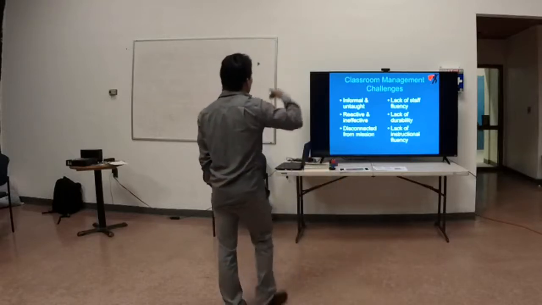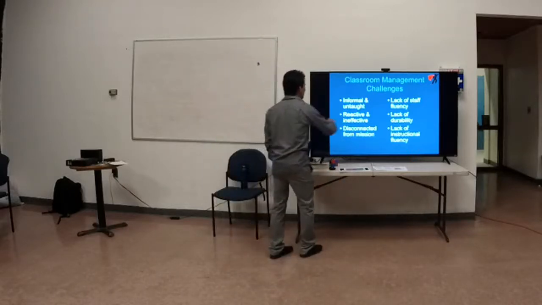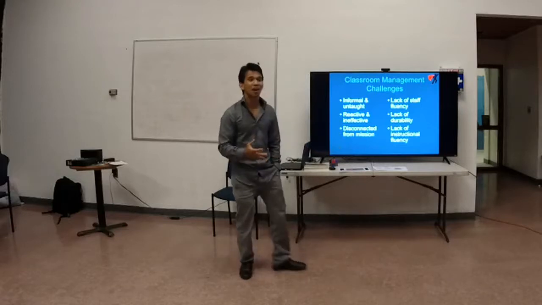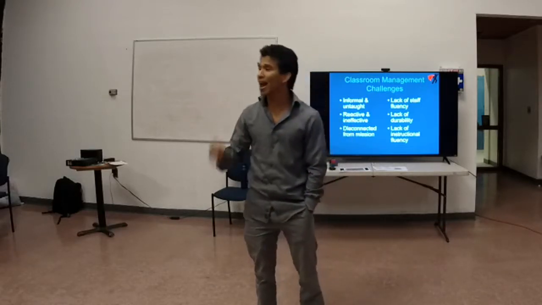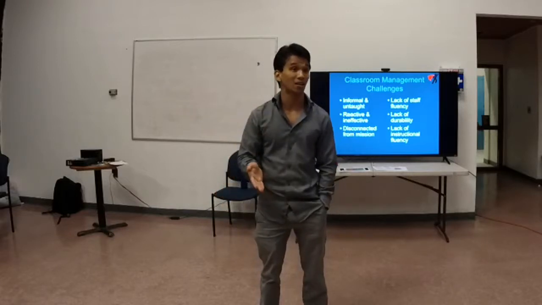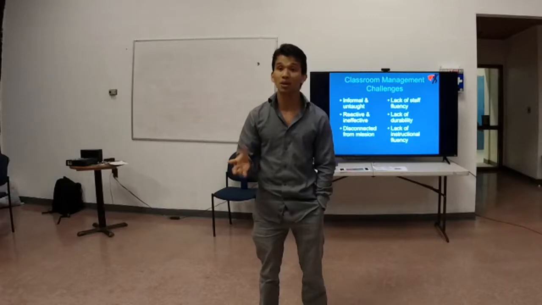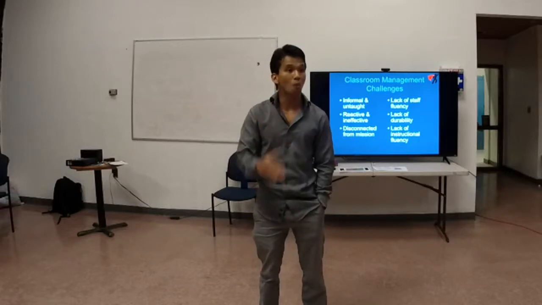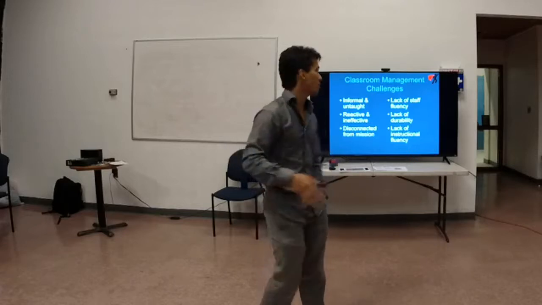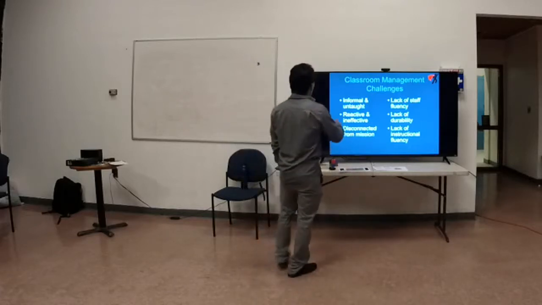The second part is, again, this has to do with the adults. It's reactive and ineffective. Most people come to a classroom management without a plan. So the only thing they do is they react. Once the behaviors happen, that's when all of a sudden classroom management is happening. Classroom management should happen from the moment kids walk into the classroom. You should already think classroom management. The other part is disconnected from the mission.